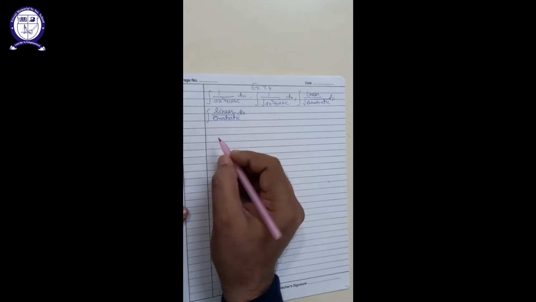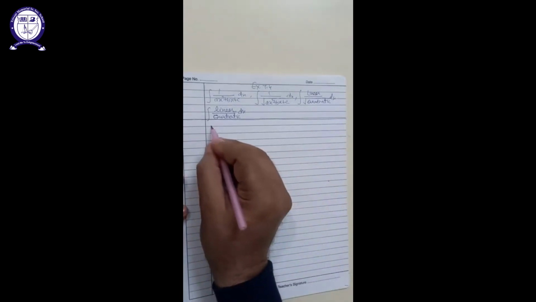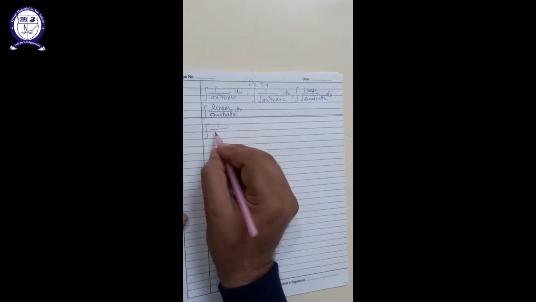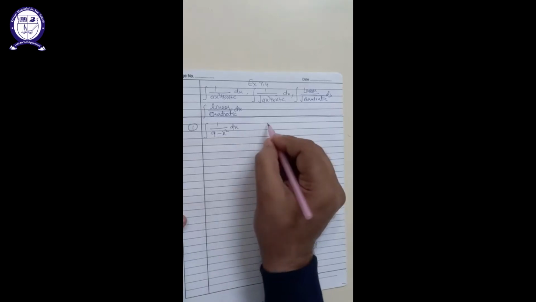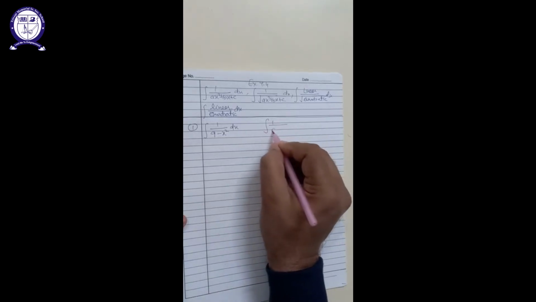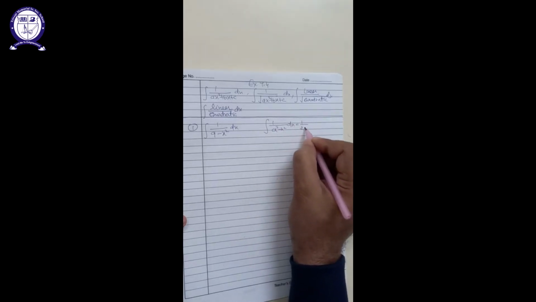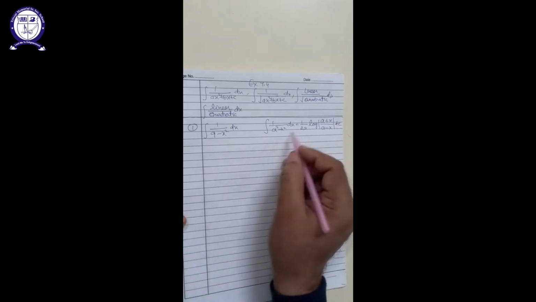Correct? Now, there are six formulae. Now we solve some simple questions related to this exercise. Question number 1: integration of 1 upon 9 minus x square. Formula: integration of 1 upon a square minus x square dx is 1 upon 2a log of a plus x upon a minus x. You can apply this formula in this question.